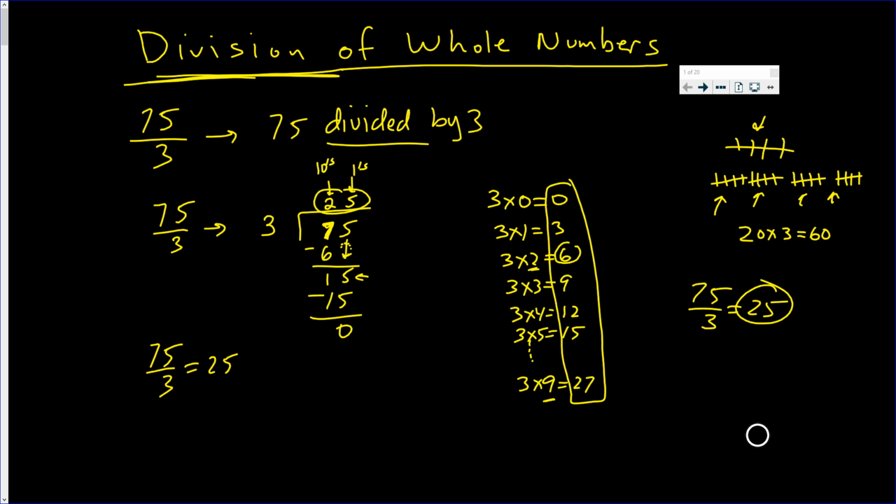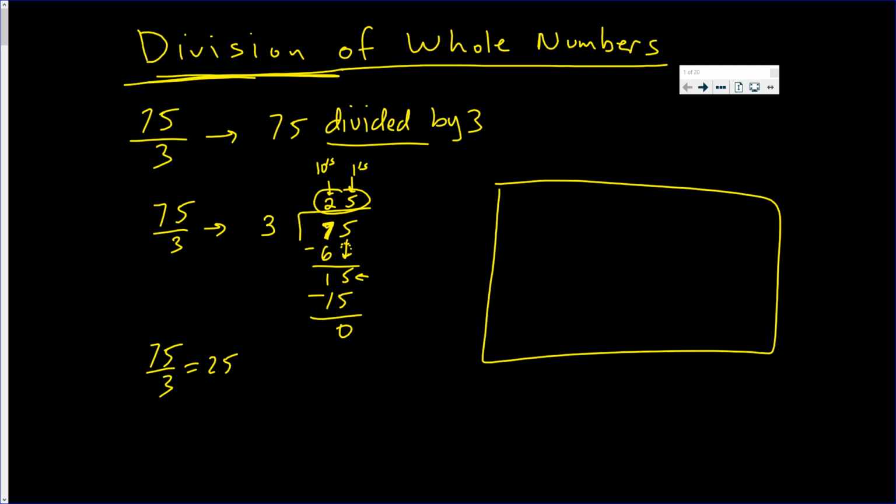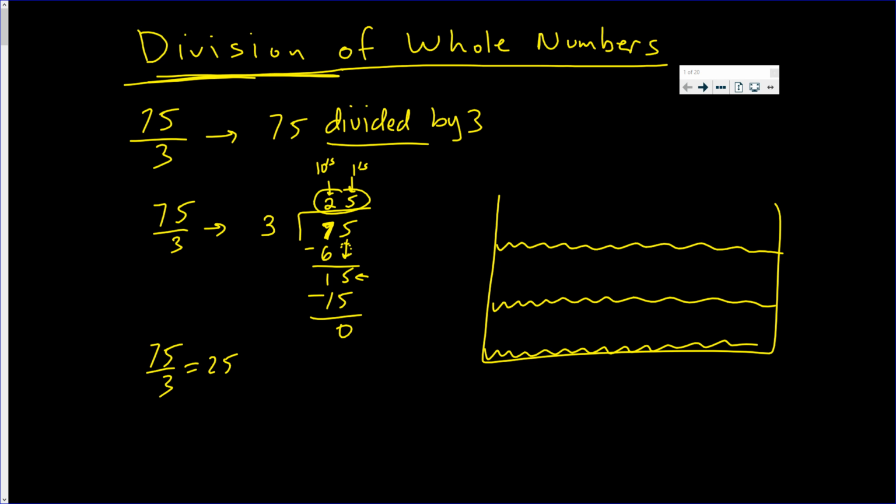Now, what does this also mean? Imagine you had a bookcase. It has 3 shelves. Shelf 1, shelf 2, and there's a shelf on the bottom. 3 shelves. Let me even get rid of the top one. I don't want you to think there's 4 shelves. Now we're going to divide this by 3. I have 75 books, and I want to put them equally on 3 shelves.